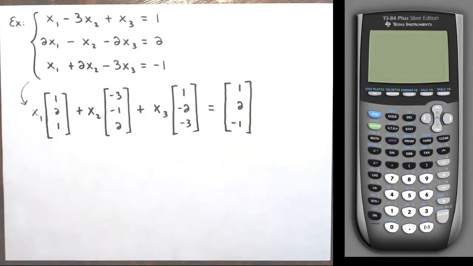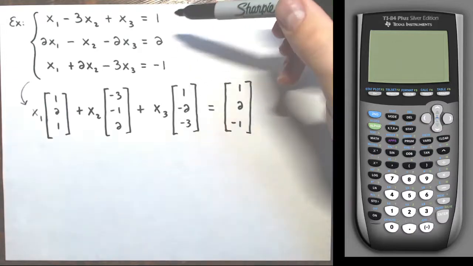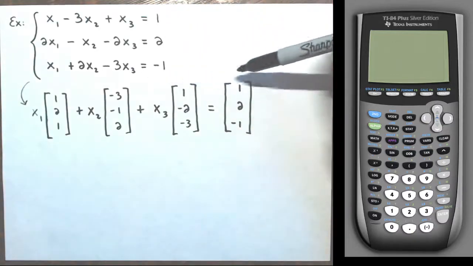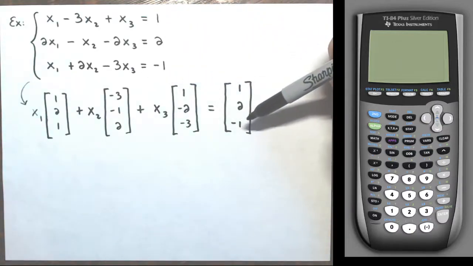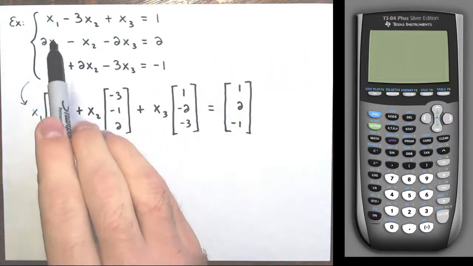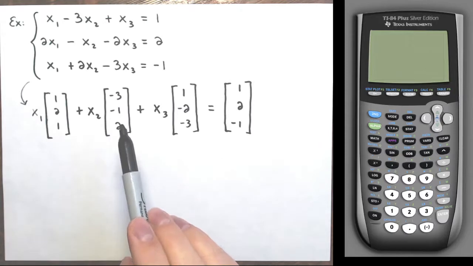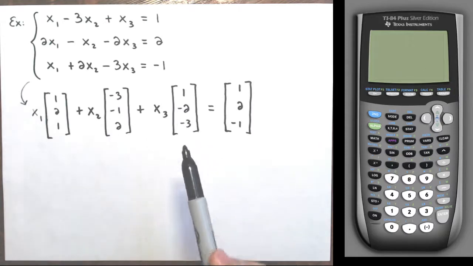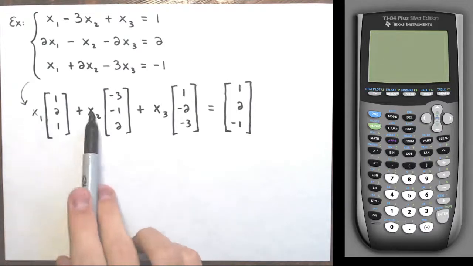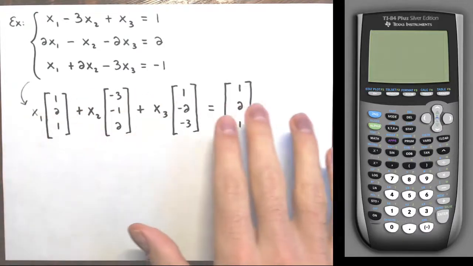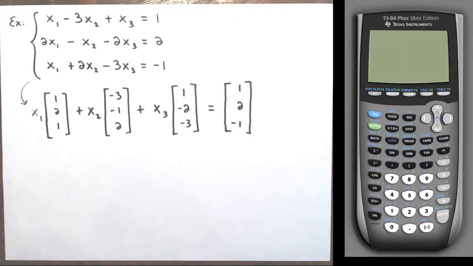All right. So again, whenever you see a system of equations, the question can be, can I write this vector, 1, 2, -1, as a linear combination of the column vectors with the coefficients 1, 2, 1, -3, -1, 2, and 1, -2, -3? So, does this have a solution or not? Can I find weights x1, x2, x3 that would make this true? All right, so let's go into solving it.